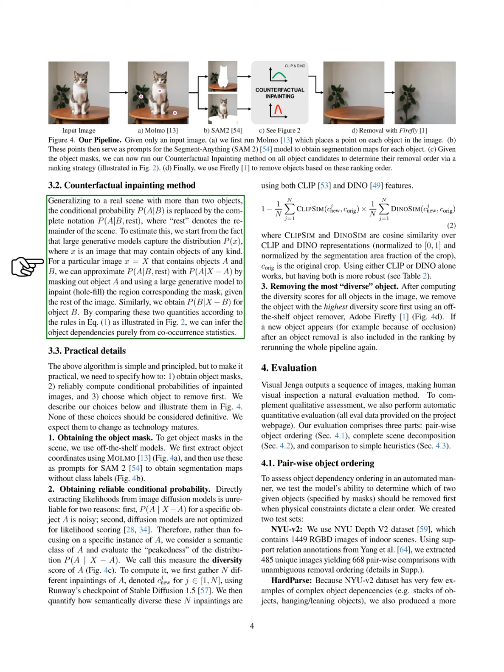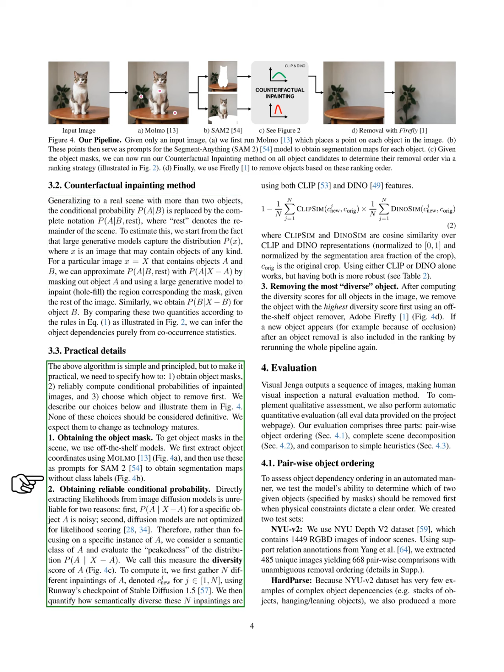Section: Practical Details. In this section, we outline practical details to enhance our algorithm. We need to clarify how to 1. Obtain object masks, 2. Reliably compute conditional probabilities for inpainted images, and 3. decide which object to remove first. Our choices are illustrated in the accompanying figures, but we acknowledge that these decisions may evolve as technology advances.